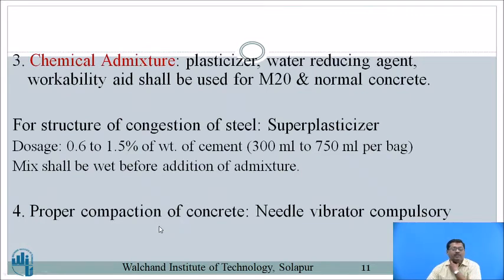Now, third is chemical admixture is needed. Plasticizer shall be used for a normal grade of concrete, M20 grade of concrete. Water reducing agent shall be used. Workability aid shall be used because the workability is hampered by the crushed sand, as it has more frictional resistance. For structures with a combination of steel reinforcement, super plasticizer shall be used. A dosage of 1.0 to 1.5% by weight of cement shall be given, and it shall be given into the wet mix, not in the dry mix. And for proper compaction, a needle vibrator is needed. Without a needle vibrator, the mix with crushed sand shall not be made.